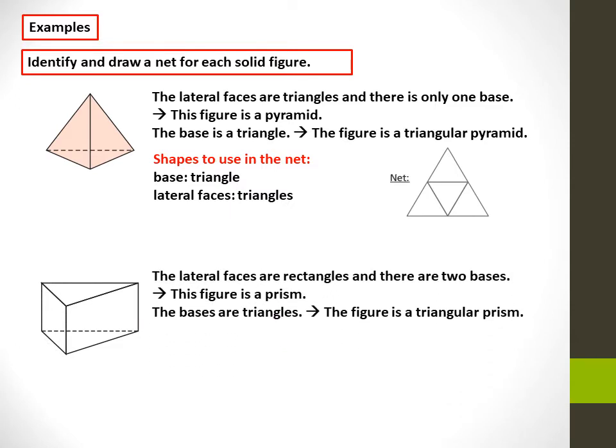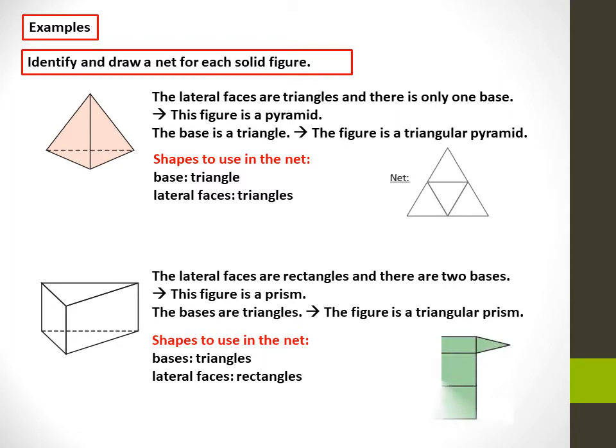In the second figure, the lateral faces are rectangles and there are two bases. So this figure is a prism. The bases are triangles, therefore the figure is a triangular prism, since prisms are named by the shape of their bases. The shapes to be used in the net are triangles for the bases and rectangles for the lateral faces.